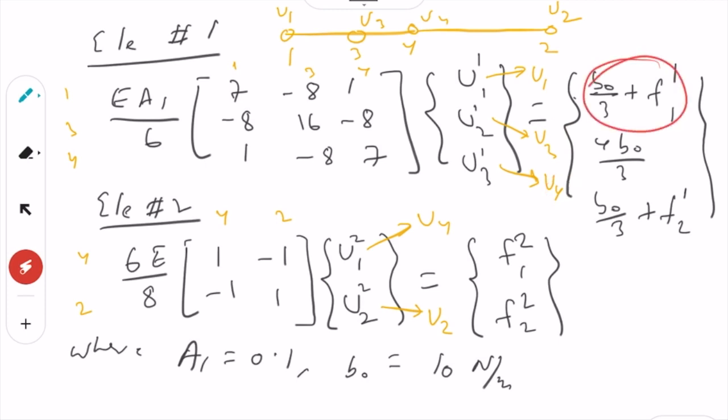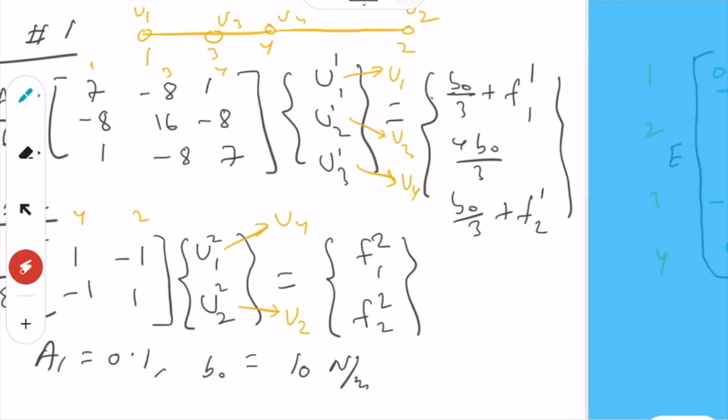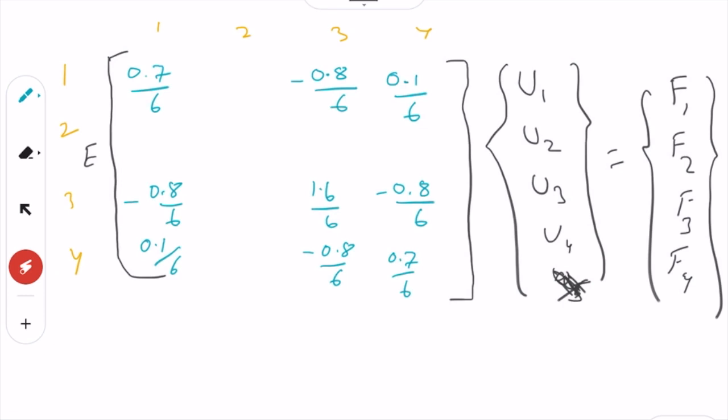Accordingly we have to write the forces F1, F2, F3. So we can find out the value of the force vector later on. We are just assembling the stiffness matrix right now.